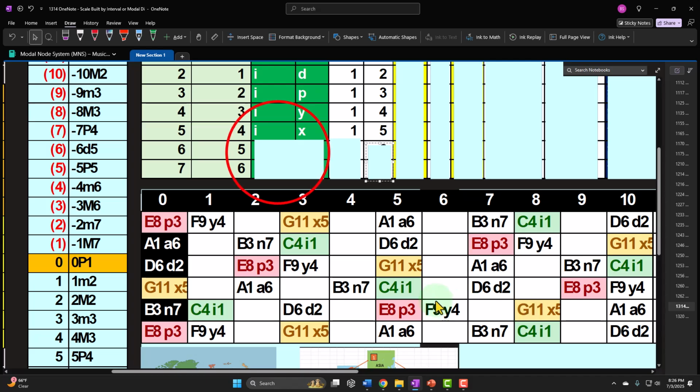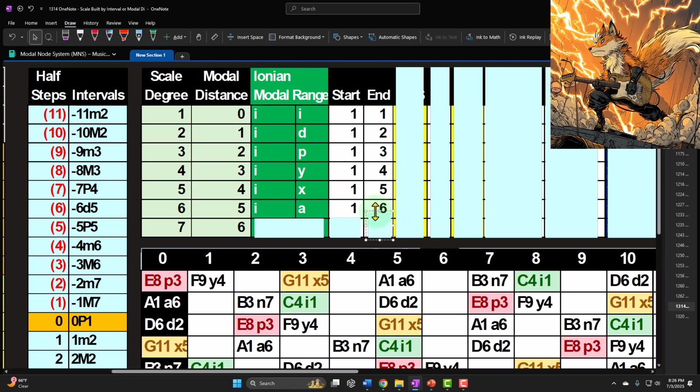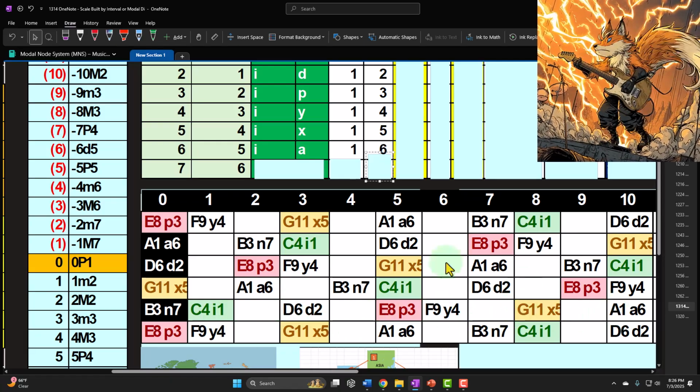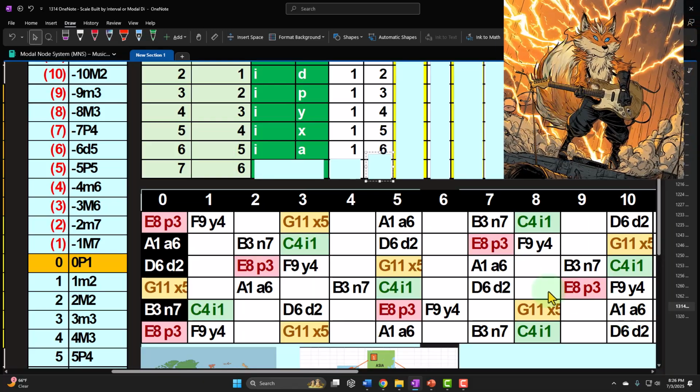To the Mixolydian. And then we've got this one, which is going to be a sixth scale degree, which would be five continents up from the Ionian, and would land us on the Aeolian. So that would be a 1-6 modal range. So if I started here, we go 1, 2, 3, 4, 5 up to get to the sixth scale degree. So that would be there.